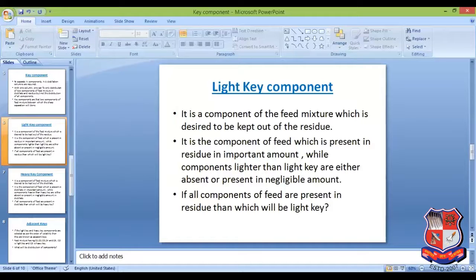Okay. So if all components of feed are present in residue, then the lightest component will be my light key. That means the most volatile component, or the component having the lowest boiling point, will be my light key. Why? Because the components which are lighter than light key are either absent or present in a negligible amount in residue. So if all the components are present in residue, no component is absent in residue, then the component which is having the lowest boiling point will be my light key.